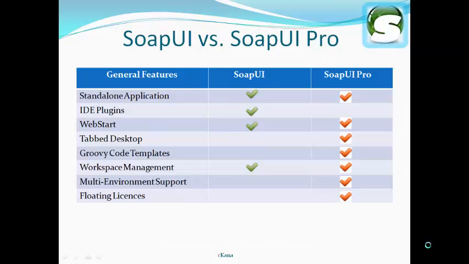SoapUI versus SoapUI Pro. Let's compare their features. As far as the general features are concerned, SoapUI Pro provides the tabbed desktop feature, the Groovy code template feature. It provides multi-environment support and floating licenses. But the IDE plugins are available in SoapUI and not in SoapUI Pro.